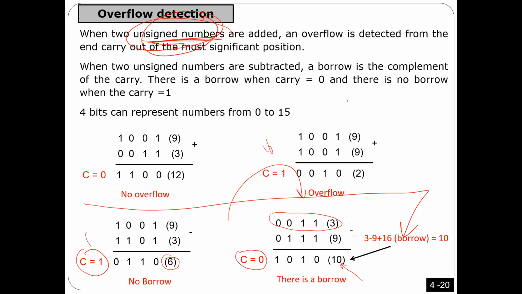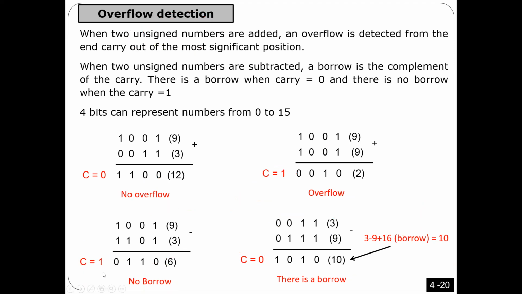So in both cases, if you want to know if there is overflow or if there is borrow or not, who's going to help you? The carry. But in case of subtraction, if the carry flag is 0, it means there is a borrow. But if the carry flag is 1, it means no borrow. So 1 is okay in this case, meaning no borrow.